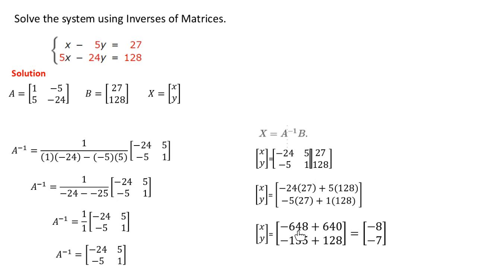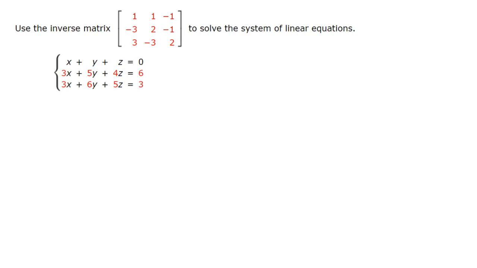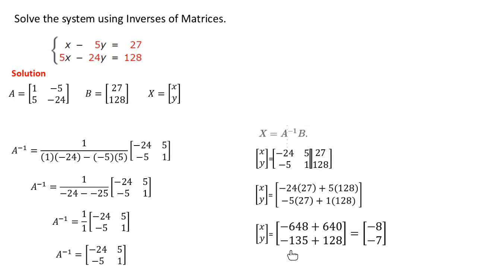Simplify. So we get -24 times 27 is -648. And then 5 times 128 is 640. Subtract, we get -8. And the bottom one gives us -7. So my solutions are X equals -8 and Y equals -7. Okay, so a question on that one.